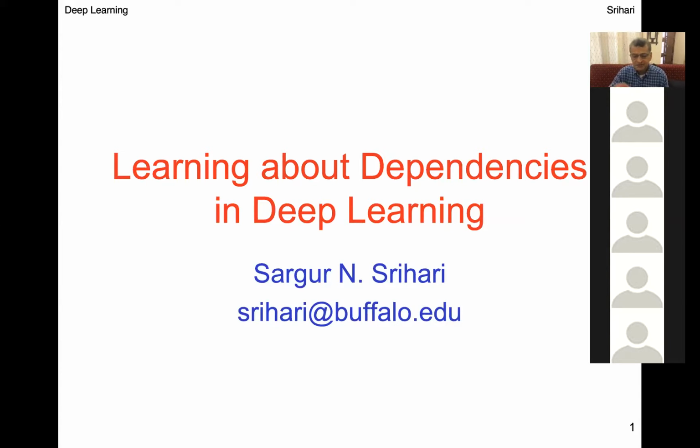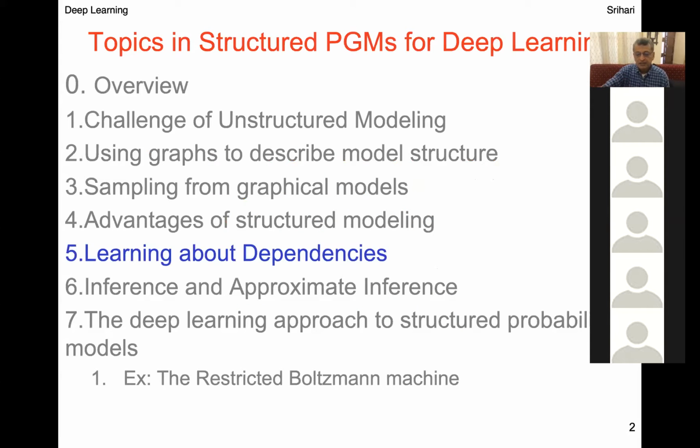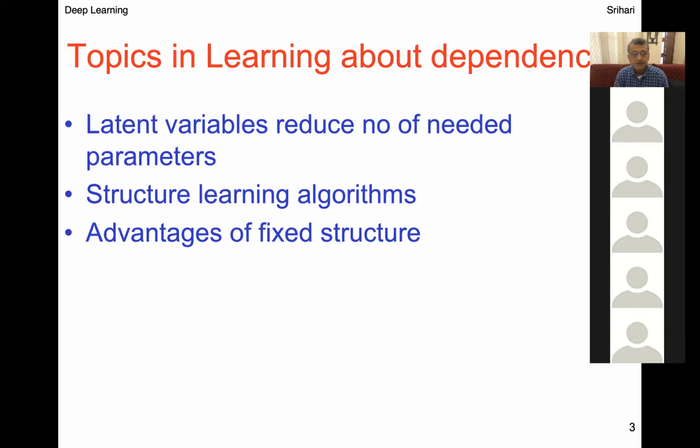This is similar to the topic of the causal models that we talked about earlier on, and this is viewing it from the point of view of probabilistic graphical models. So the subtopics here are that the latent variables reduce the number of needed parameters. We also look at structure learning algorithms. How do we learn these? And then what are the advantages of fixed structures? Let me just summarize what these three points are first before we look at the slides.